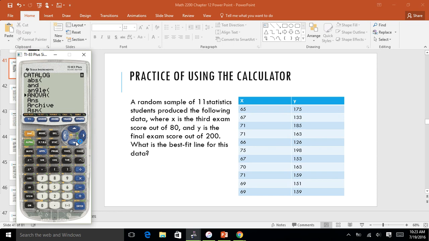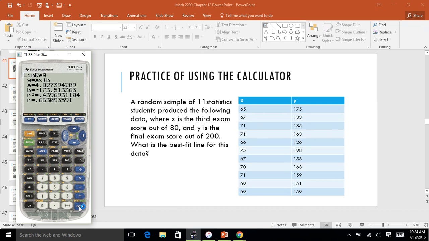I don't know if you've seen this, but if you have trouble sometimes finding a function, you can find stuff quickly. So I'm going to go to diagnostic on, keep going down, and I hit enter, and then I hit enter again. Because what that does is it's got to say diagnostic on and then done. And that's what it does for me. Then I'm going to go back to stat, go over to calc, hit 4, and then hit enter.